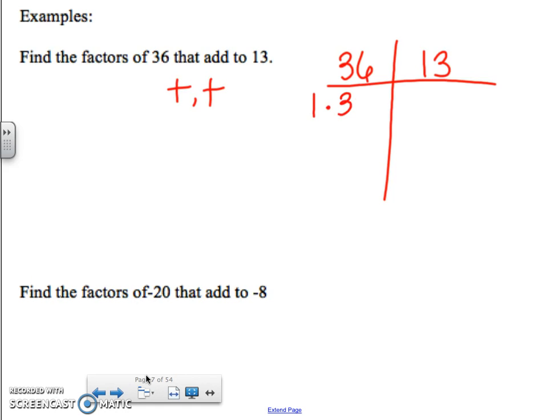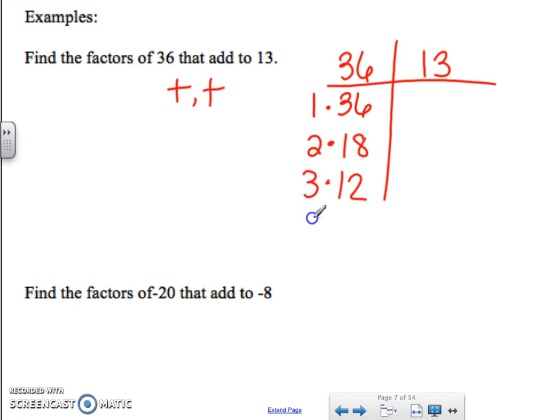So now I'm going to list all the multiples of 36, and there's a lot. So 1 times 36 is a factor. 2 goes into it. Again, if you don't know, you can do 36 divided by 2 to get 18. 3 goes into it, 3 times 12. So again, do 36 divided by 3. 4 should go into it. So 4 times 9. 5 does not go into it, but 6 does. 6 times 6 is 36.